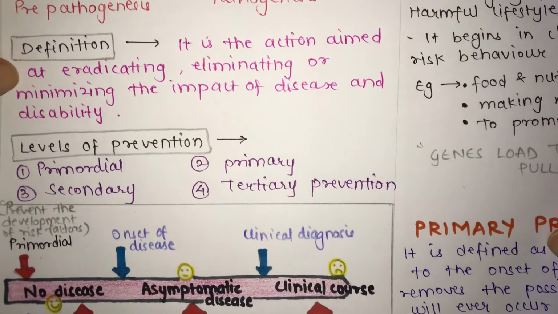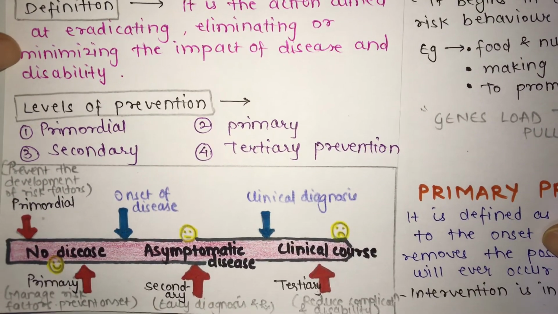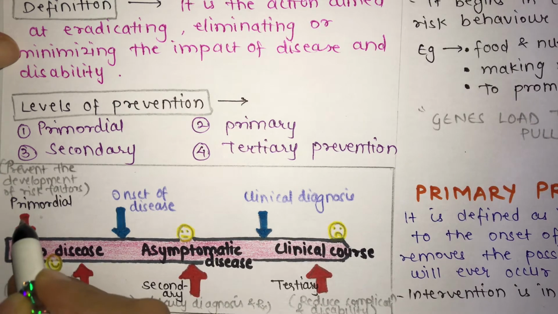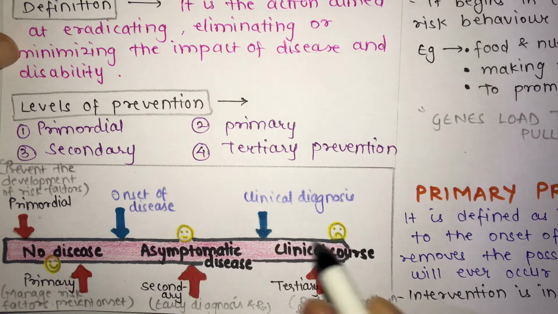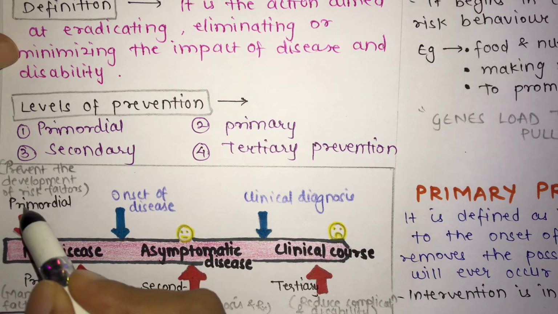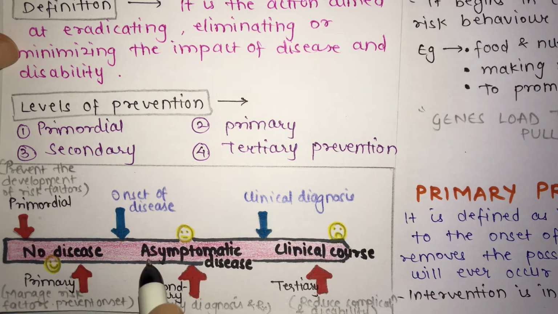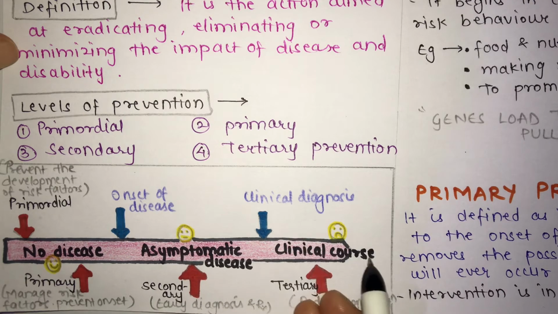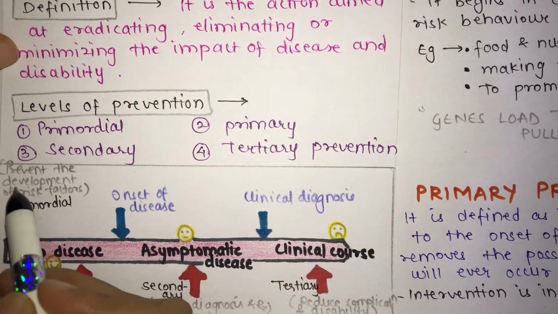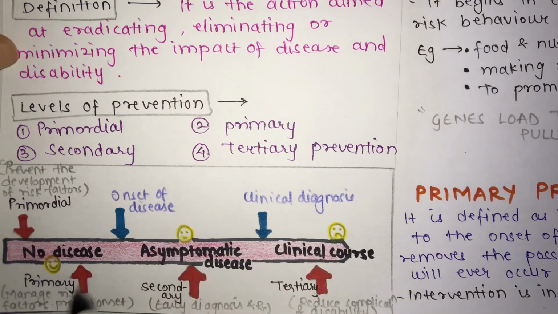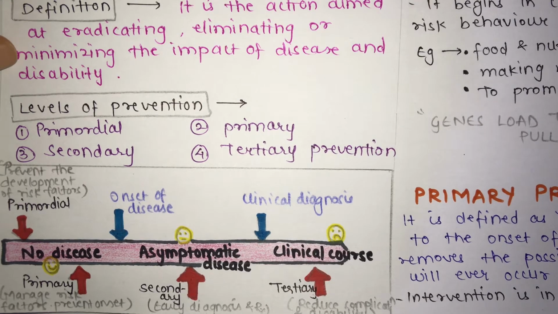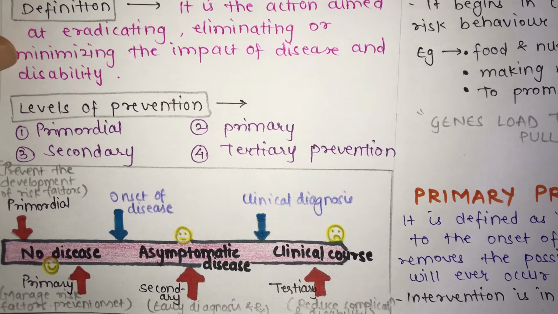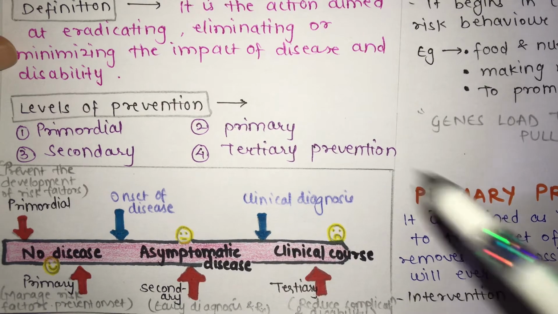This is the diagrammatic view of it. Over here there is no disease, and that is the primordial and primary phase. Then there is onset of the disease, that becomes secondary. And then there is clinical diagnosis, that is your tertiary. So the asymptomatic disease comes under the secondary, and the clinical course is tertiary. Primordial prevents the development of the risk factor. Primary manages the risk factor and prevents its onset. Secondary is early diagnosis and treatment, and tertiary reduces the complication and disability.